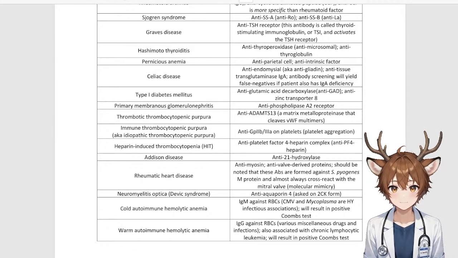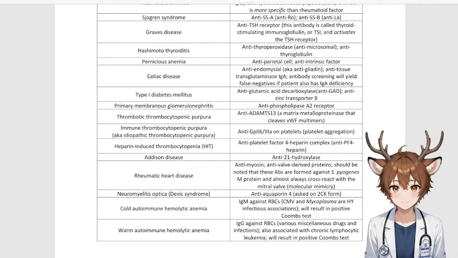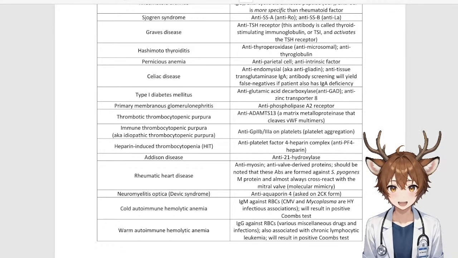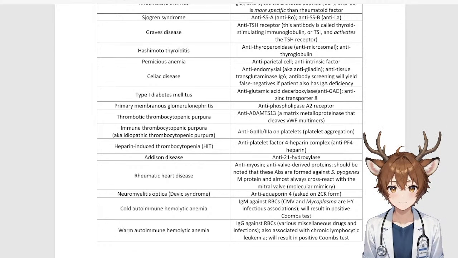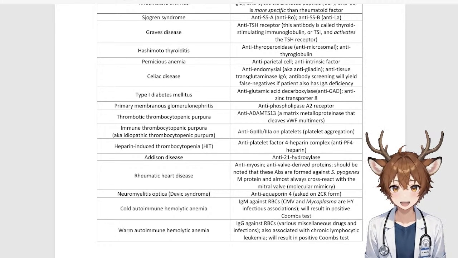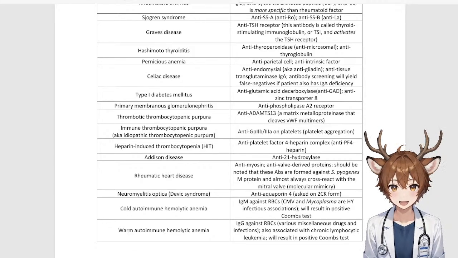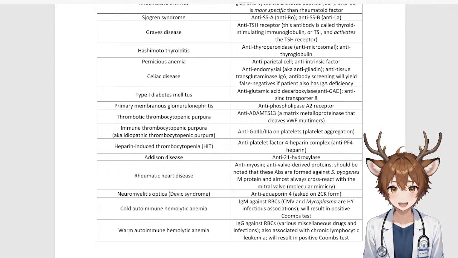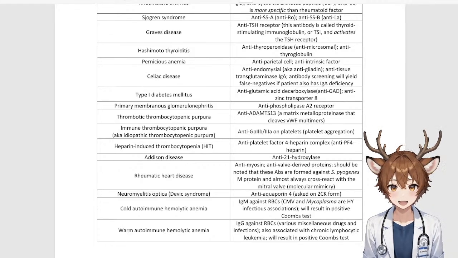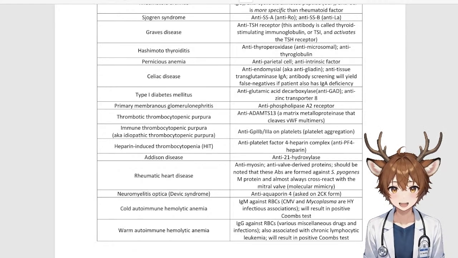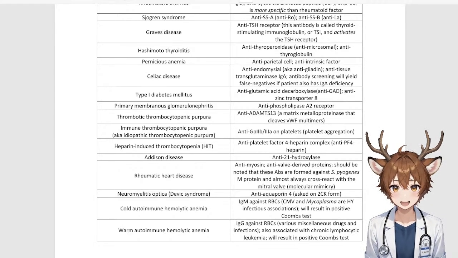Immune thrombocytopenic purpura, aka idiopathic thrombocytopenic purpura. Anti-GP2b/3a on platelets, platelet aggregation. Heparin-induced thrombocytopenia, anti-platelet factor 4 heparin complex, anti-PF4 heparin. Addison's disease, anti-21 hydroxylase. Rheumatic heart disease, anti-myosin, anti-valve-derived proteins.